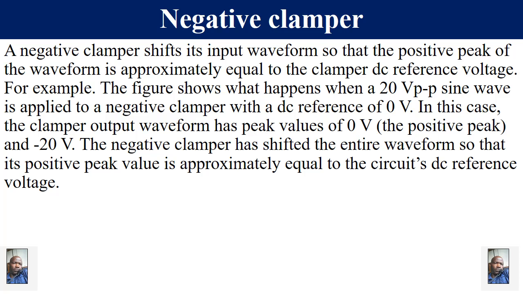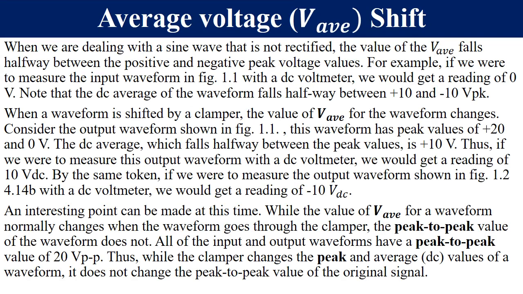In other words, it has shifted the entire waveform so that its positive peak sits on the 0 DC reference voltage. In electronics, we have what we call average voltage, and in short, it is called V subscript shift. We are saying a clamper shifts the average voltage of the input. Let's go through our literature and see what that means.